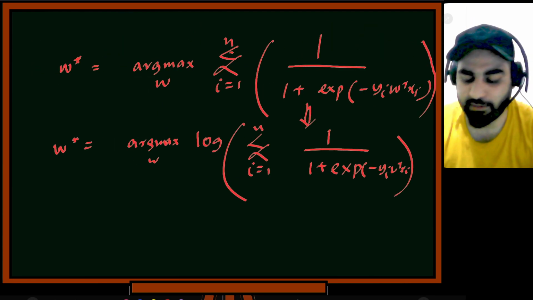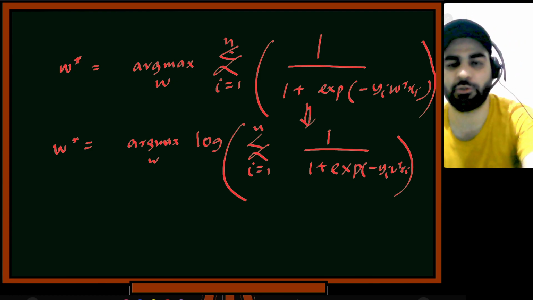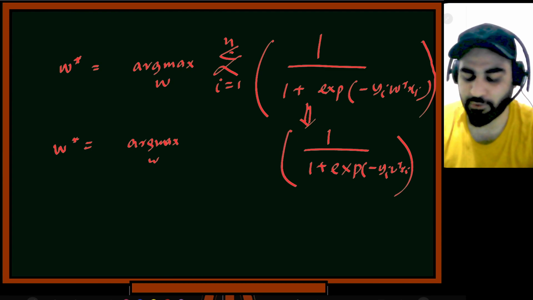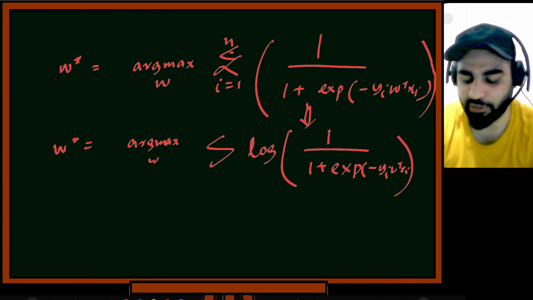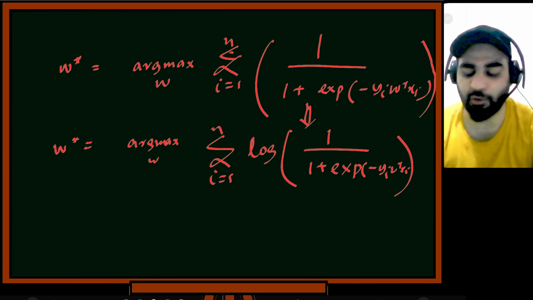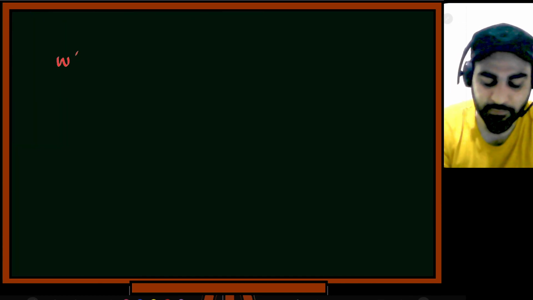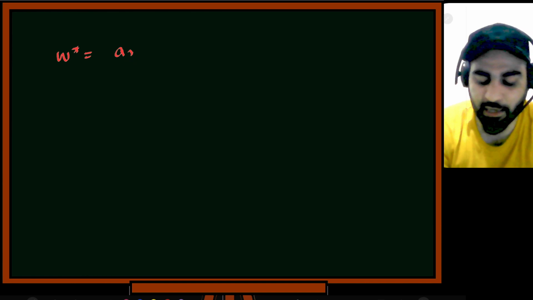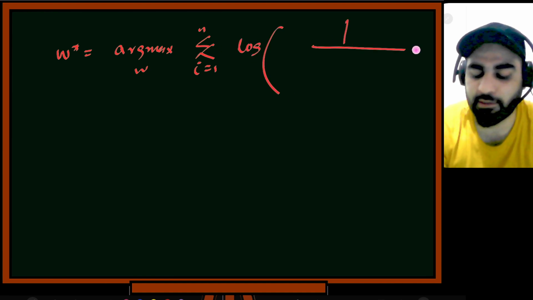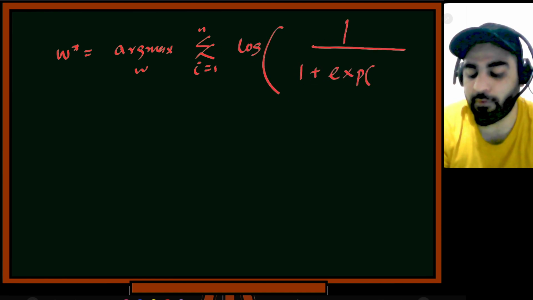So argmax of this log, the summation can be taken out. I can take the summation out and write log over here, because I just wanted to do this on the argmax. So I'm applying log. Now what will happen is, this will become negative. So w star is equal to, this is my equation, argmax of w over all the points, and I'm applying log onto the function 1 divided by 1 plus exponent of minus yi w transpose xi.